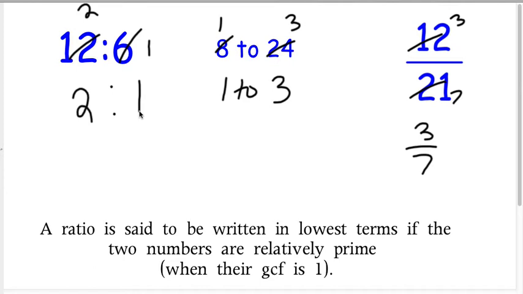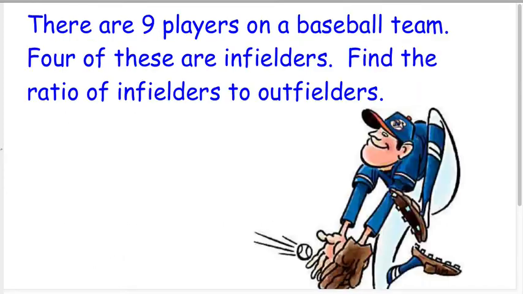And please note that a ratio is said to be written in lowest terms if the two numbers are relatively prime. Here's an example. There are 9 players on a baseball team. 4 of these are infielders. Find the ratio of infielders to outfielders. Well, if there are 4 infielders, then there has to be 5 outfielders. So that's a 4:5 relationship.